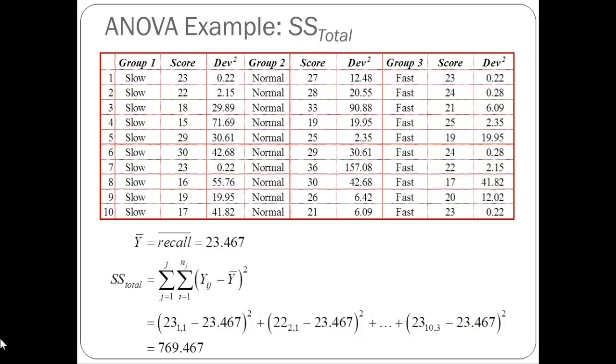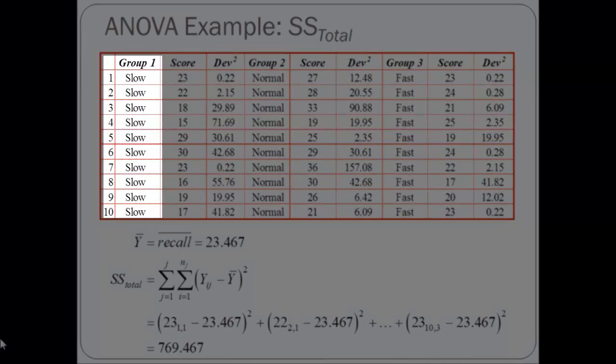Well, let's look at how to calculate this. This table is set up as a spreadsheet, so it's calculating all the numbers in real time for me. You'll notice that I've got a column labeled Group 1, which is the slow group, and there are 10 students in that group. The scores go from 23, 22, 18, all the way to 17.